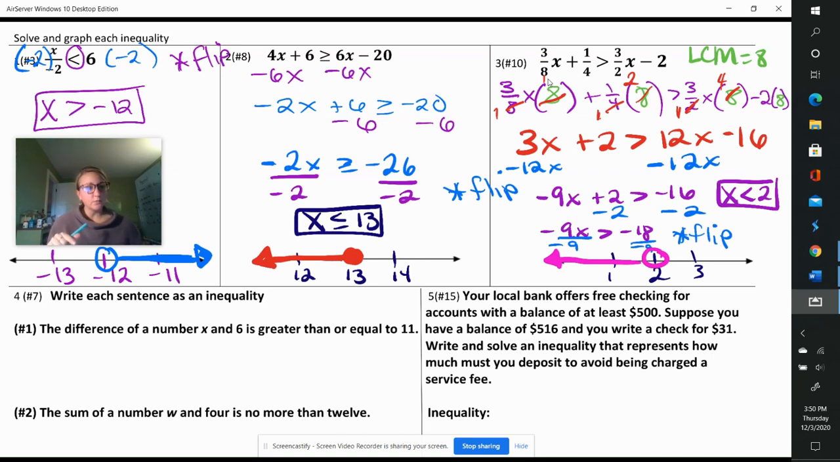For number 4, it's number 1 and number 2 on your review homework. And we just want to write each sentence as an inequality. So we're basically translating from word form to algebraic form. For number 1, the difference, that's subtraction. So then it tells us, what are we subtracting? We're subtracting a number x and 6, and this has to be greater than or equal to 11. And that's it.